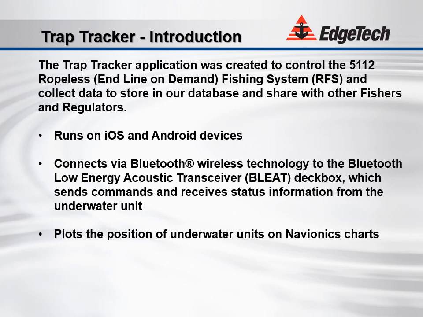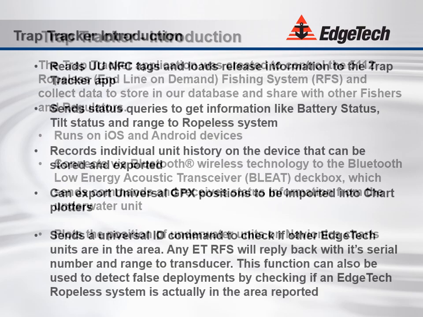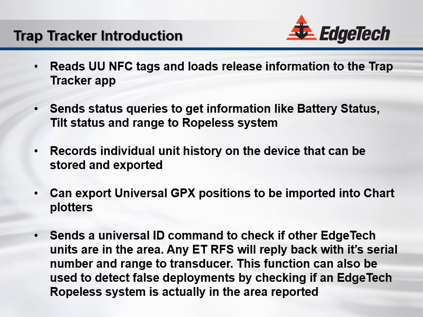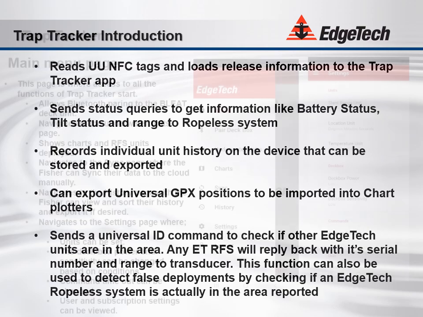It runs on iOS and Android devices, connects via Bluetooth to our deck unit, which sends commands and receives status information from the underwater units, and it plots the position of underwater units on Navionics charts. Trap Tracker reads underwater unit NFC tags and loads the release information to the Trap Tracker app. It sends status queries to get information like battery status, tilt, and range to the ropeless system. It also records individual unit history on the device that can be stored and exported. It can also export universal G.